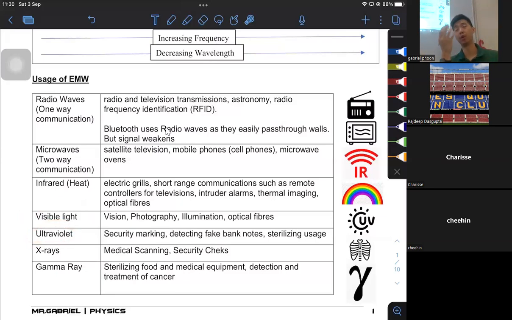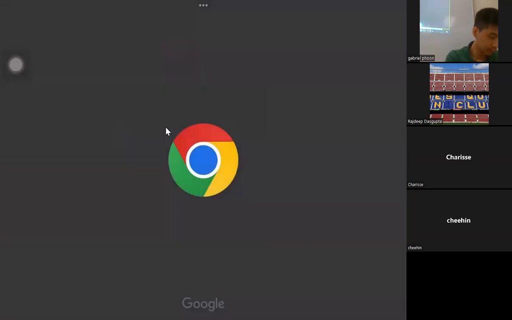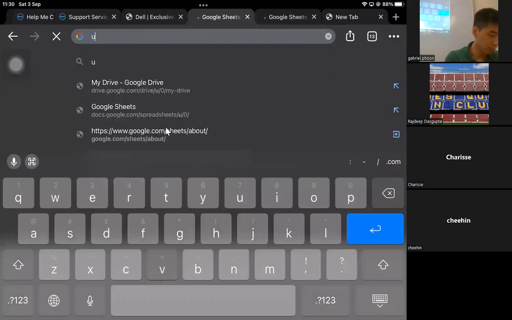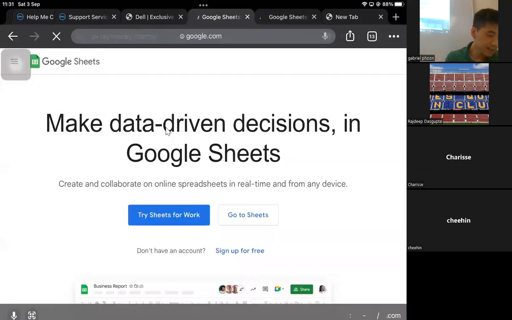Ultraviolet is the one that is responsible for skin cancer, but the application of it is going to be for security markings. If you ever paid $100 bills to shop owners, sometimes they'll feel a bit suspicious, and then they'll take that UV ray and scan the $100 bills, right? Have you ever seen those things before or not? No? Never? Okay, let me find it here. UV ray money scanner.